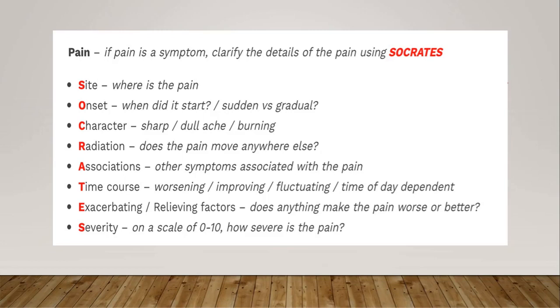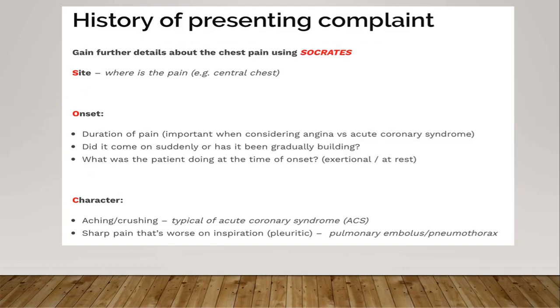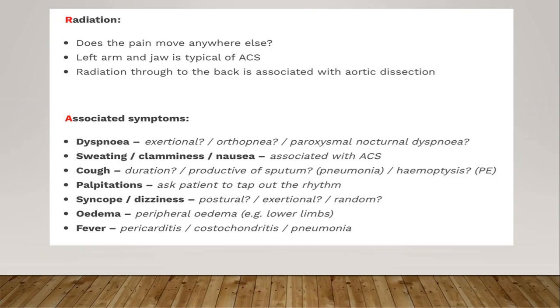Severity of the pain on a scale from 0 to 10: how severe is the pain? In the history of the presenting complaint, consider radiation and dyspnea: is it exertional, orthopnea, or paroxysmal nocturnal dyspnea? The differential diagnosis of paroxysmal nocturnal dyspnea is either bronchial asthma or left-sided heart failure.